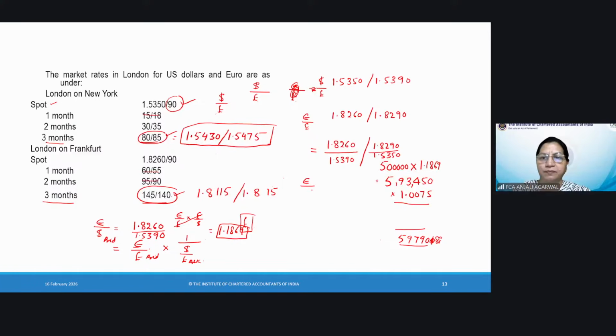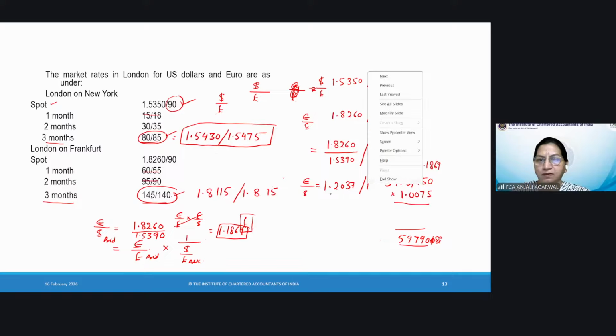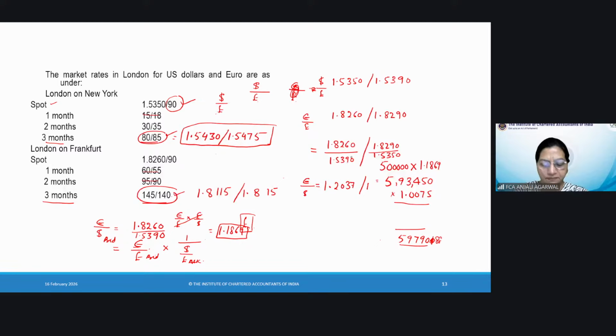So euro by dollar current is 1.8260 divided by 1.5390, 1.2037 oblique 1.8290 divided by 1.5350. Not 1.12. 1.1865.